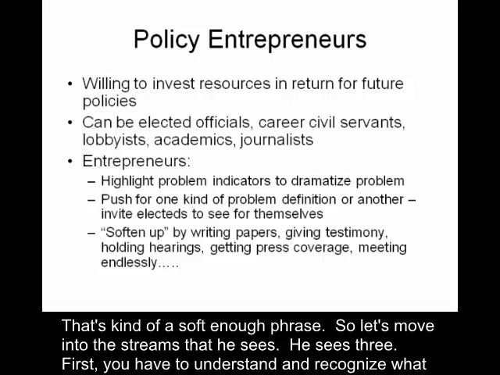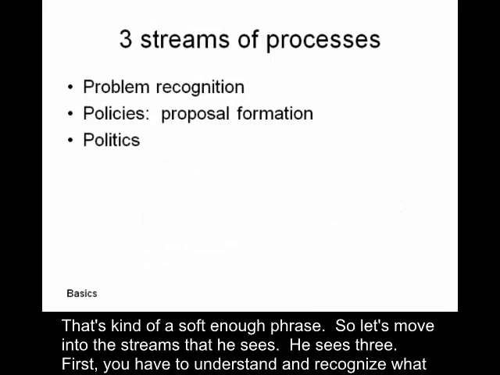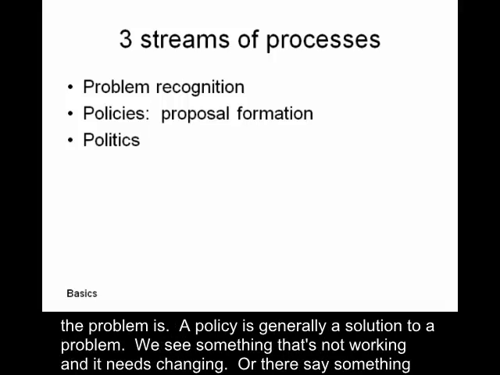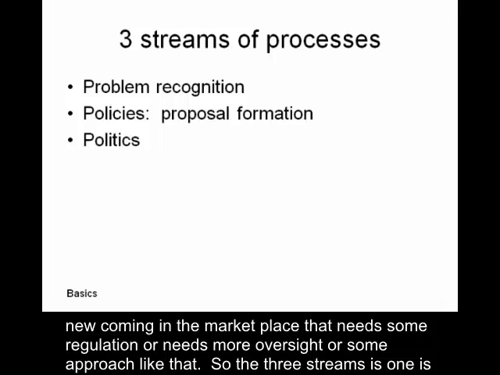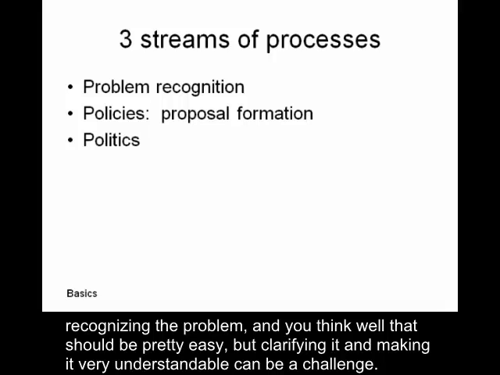So let's move into the streams that he sees. He sees three. First, you have to understand and recognize what the problem is. A policy is generally a solution to a problem. We see something that's not working and it needs changing, or there's, say, something new coming in the marketplace that needs some regulation or needs more oversight or some approach like that. So the three streams is, one is recognizing the problem, and you'd think, well, that should be pretty easy, but clarifying it and making it very understandable can be a challenge.